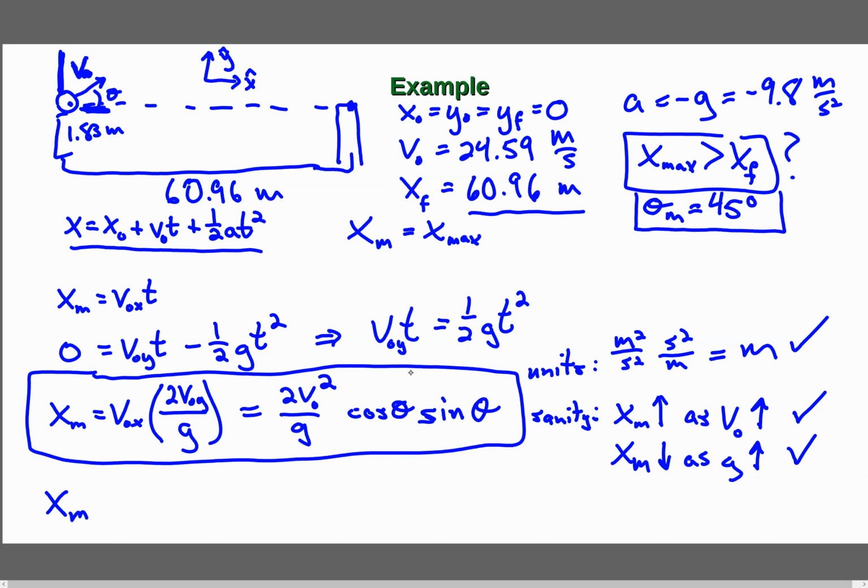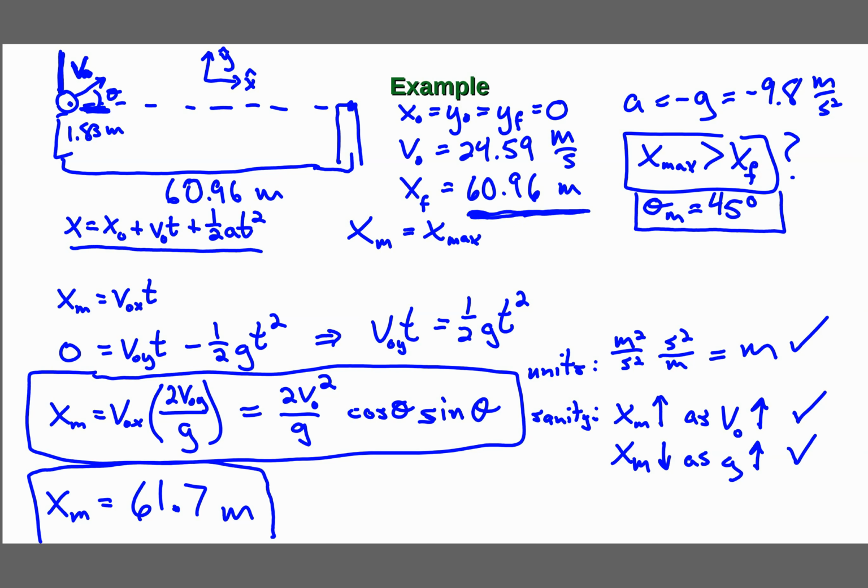And so when we plug in numbers, what do we get for xm? We get 61.7 meters. And that is greater than our 60.96 meters, just barely. So it sounds like Cool James could actually just barely throw it over the wall out there in left field where it's 200 feet.